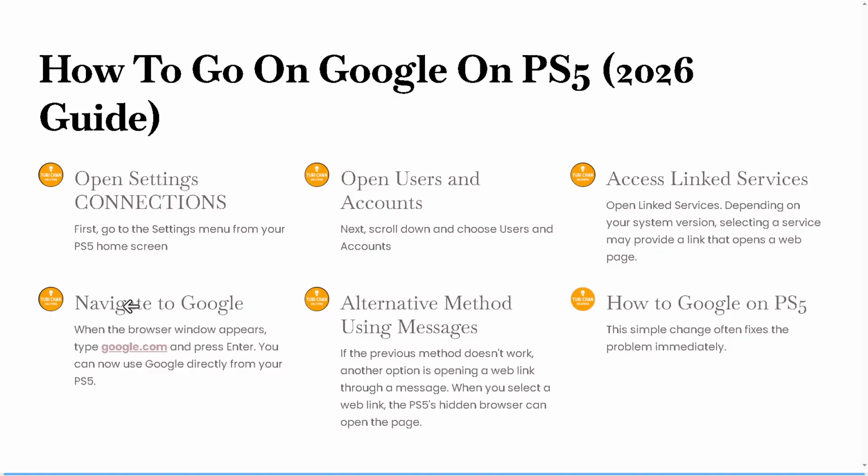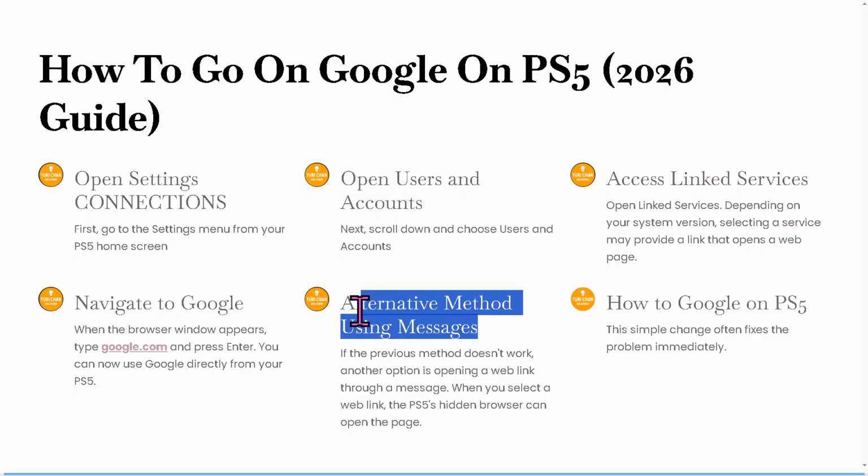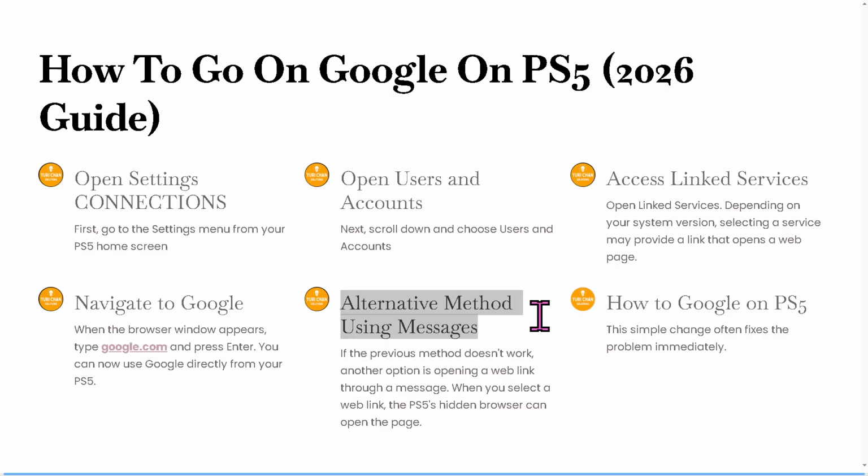Now, if the previous method doesn't work, another option that you can do is opening a web link through a message. When you select a web link, the PS5's hidden browser can open the page. But keep in mind that the PS5 browser is limited compared to a PC or smartphone. Some websites may not work perfectly, but basic browsing and Google searches should work fine.